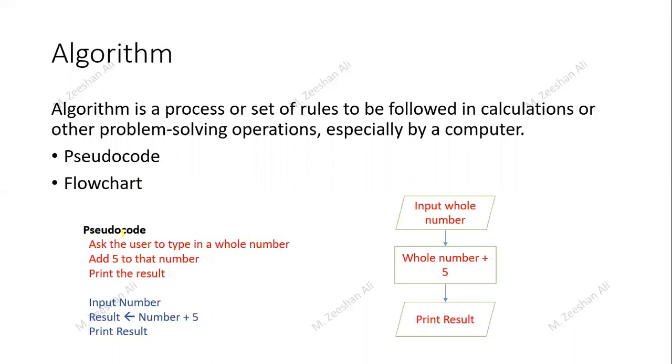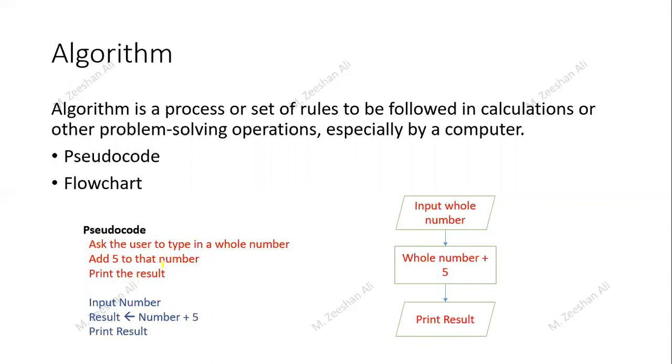The first one is the pseudocode. It is in front of you. The pseudocode is actually very close to the human language. For example, if you are given a problem in which you have to take one number from the user, add 5 to it, and give the result. The very first thing that you are doing is taking the input from the user. You can see here, ask the user to type in a whole number. Then the second step, you are going to add 5 to the number you have received, and then you will tell what the result is.